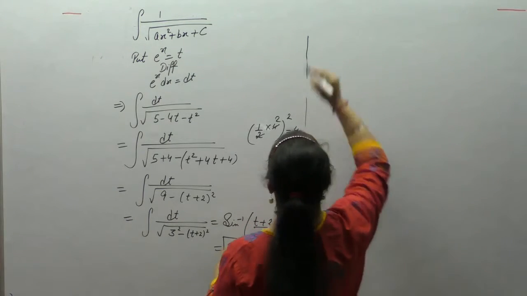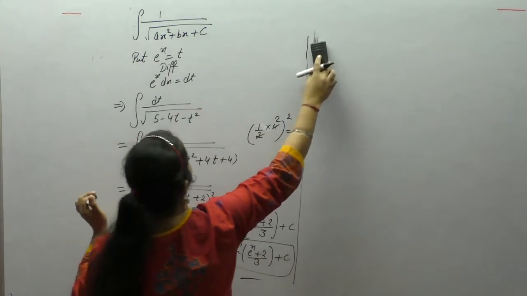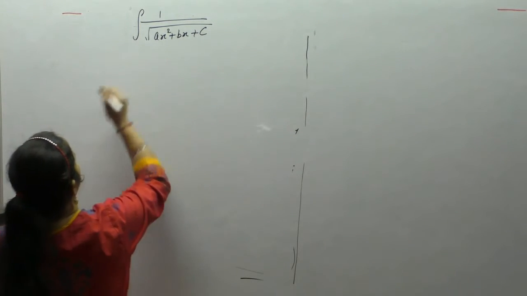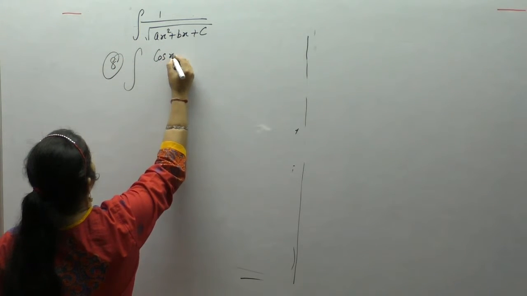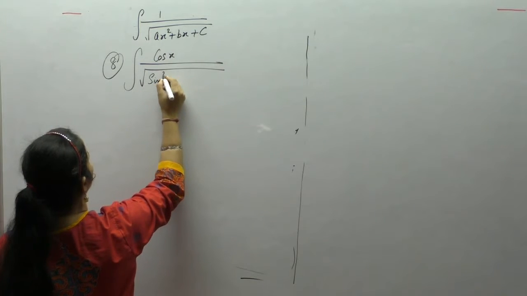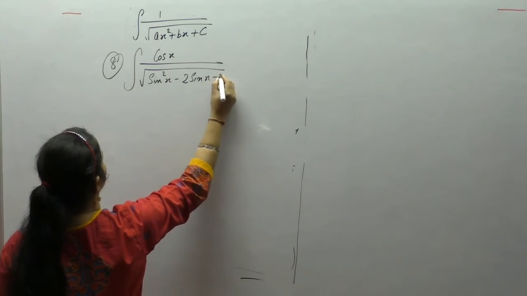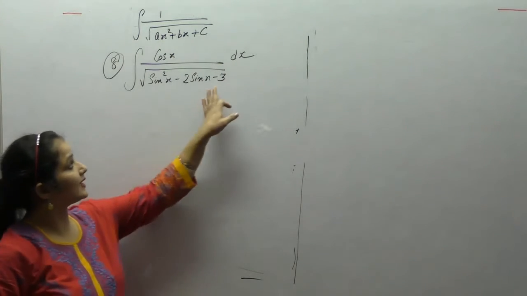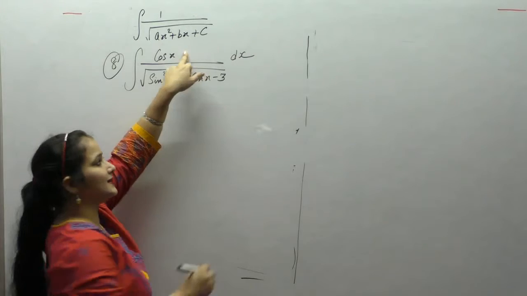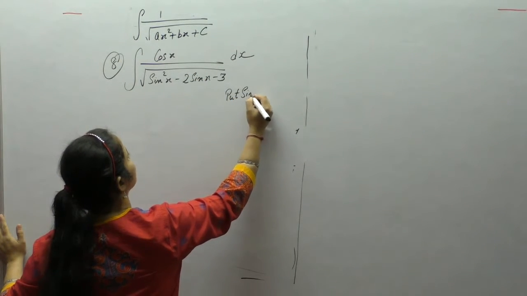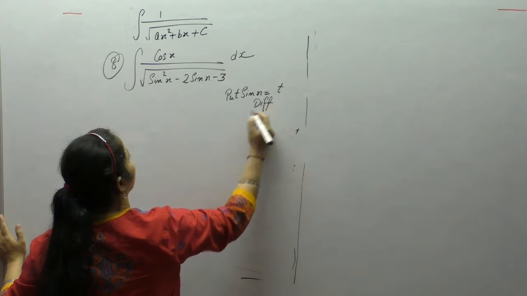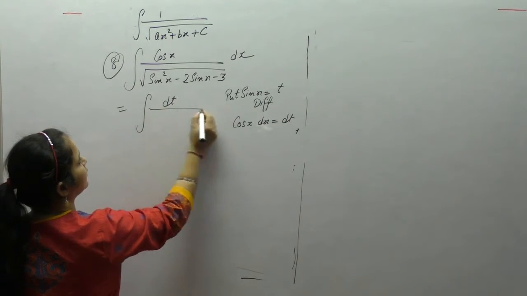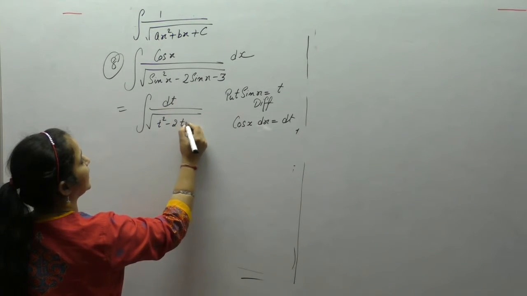Now the next question is integral of cos x upon square root of sine square x minus 2 sine x minus 3 dx. Now we have derivative of sine x, and derivative of sine x is cos x, so put sine x as t. Differentiate: derivative of sine is cos x, so cos x dx is equal to dt. We get dt upon square root of t square minus 2t minus 3.